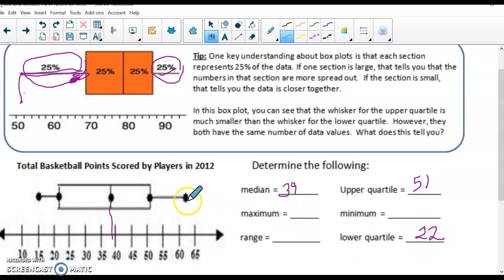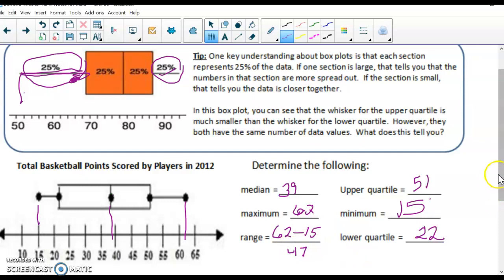Our maximum, that's right here. I'd say that's about 62. And our minimum is right here. That's 15. And our range, wow. Our range is going to be 62 minus 15, which is going to be 47.